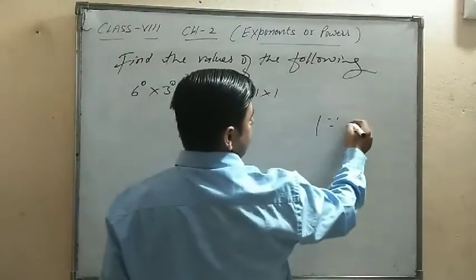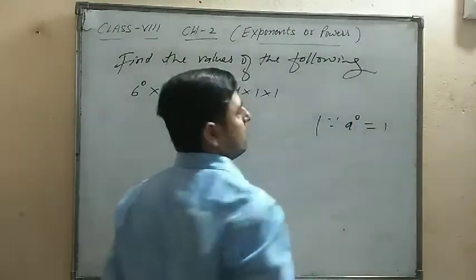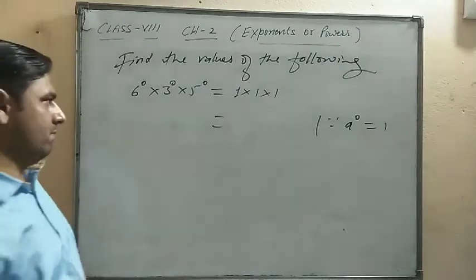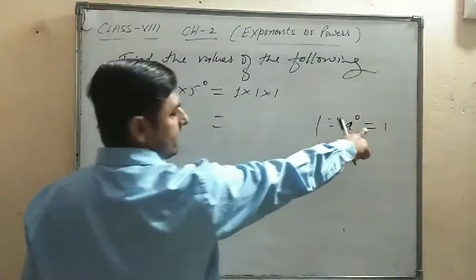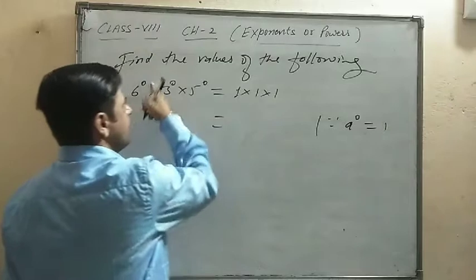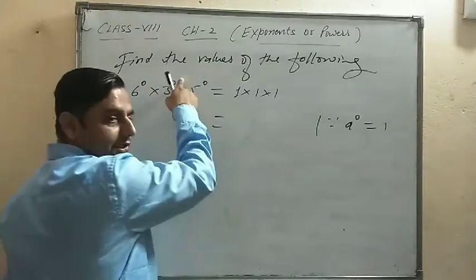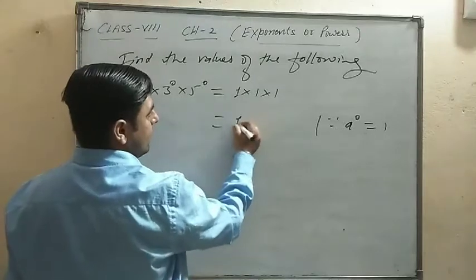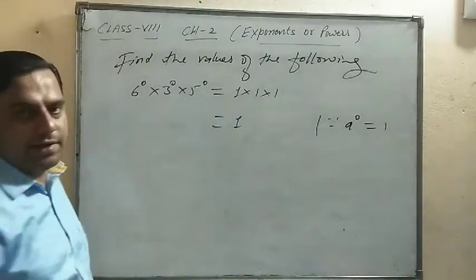Why? Because there is the identity: a raised to power 0, where a means any integer, any real number, a raised to power 0 is equal to 1. So 6 raised to power 0 is 1, 3 raised to power 0 is 1, 5 raised to power 0 is 1. So 1 into 1 into 1, the result is 1.